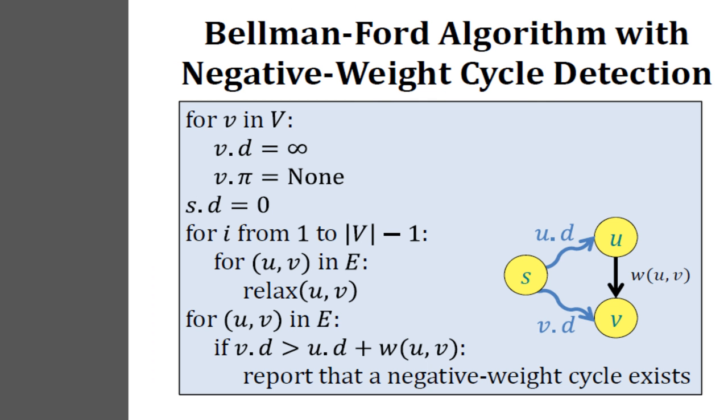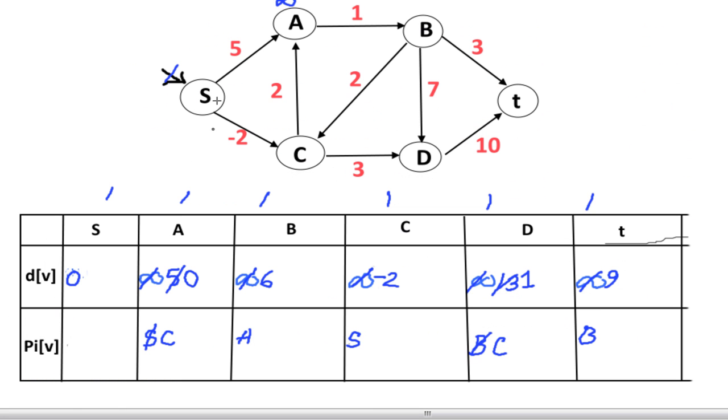Now for Bellman-Ford, there are V minus 1 iterations, as in if there are V vertices. How many vertices are there? 1, 2, 3, 4, 5, 6. So if there are 6 vertices, we have 5 iterations.